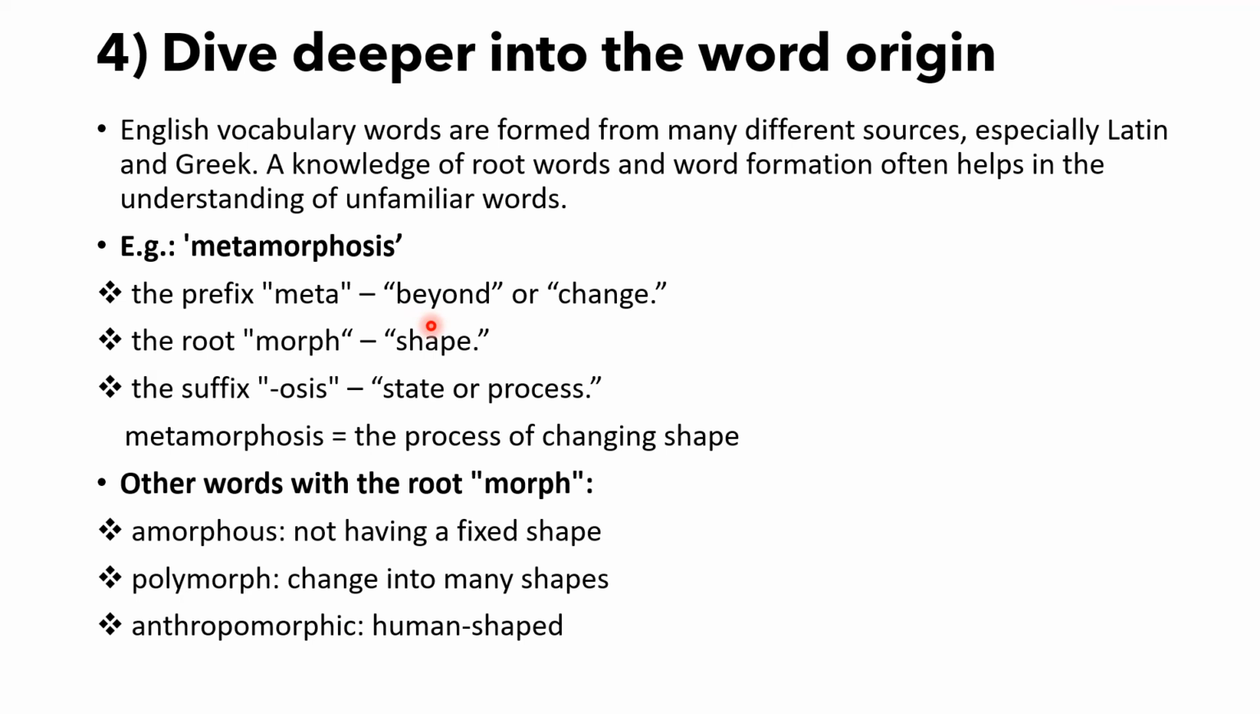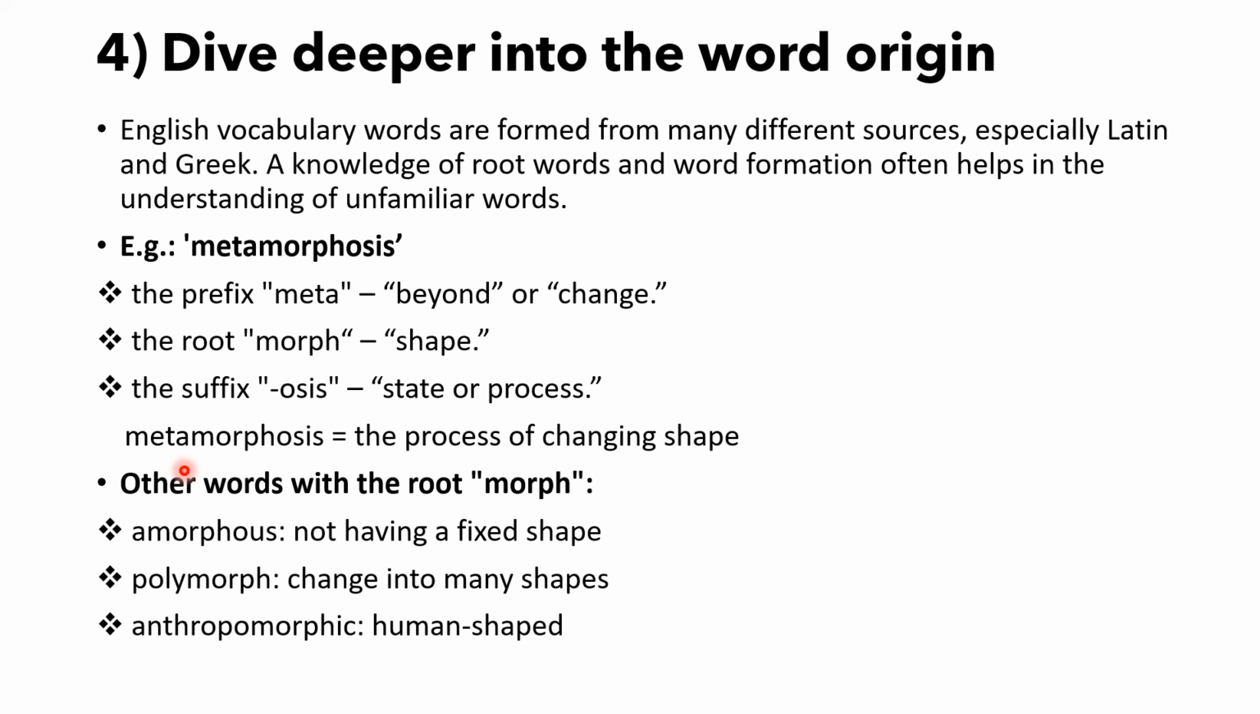We will be covering this in another unit. There's a separate unit for prefixes, suffixes, and root words. Now here, the English word metamorphosis would have something to do with the process of changing shape. Morph means shape, right? And the prefix meta means change, and you have the suffix osis meaning process. So the process of changing shape, right?